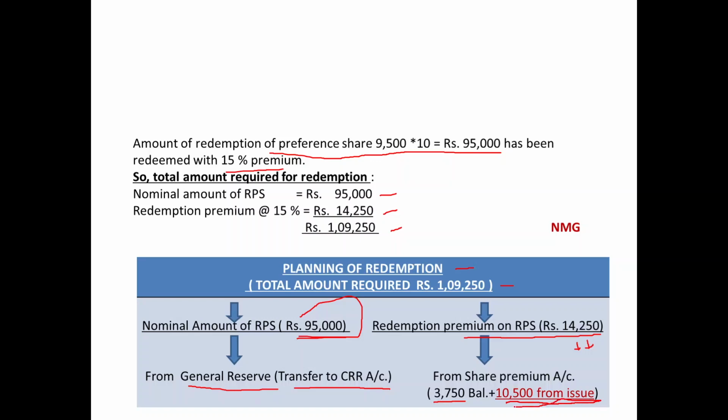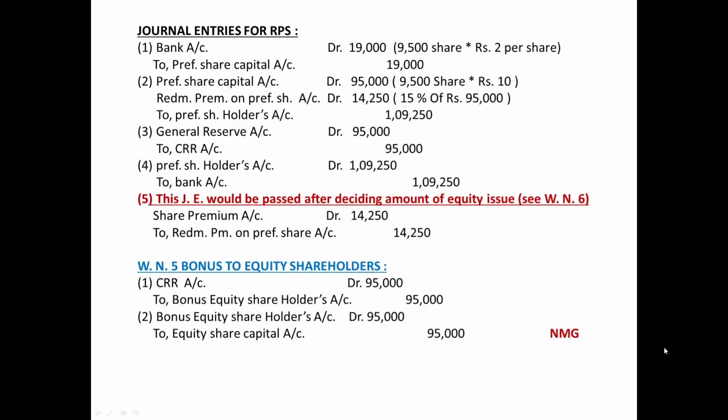So 10,500 and opening balance 3,750. Total became 14,250 available in the share premium account, and we need exactly 14,250. So this RPS redemption premium will be met from share premium account. Once the planning is ready, you can pass the journal entries for the redemption of preference share capital one by one. Let us do it.